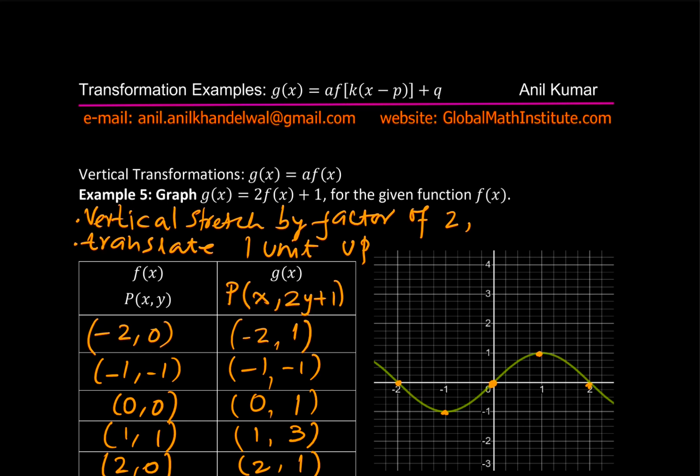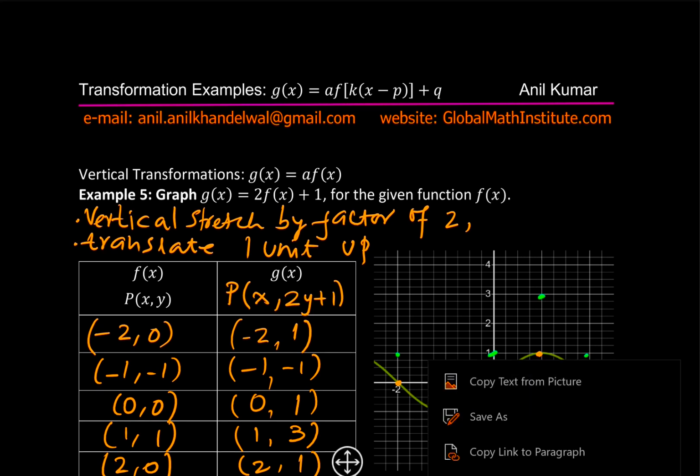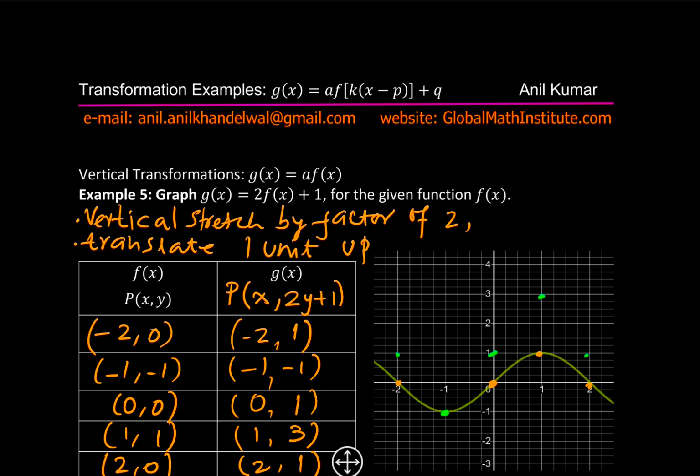So at minus 2, we now expect 1. At minus 1, we expect minus 1. At 0, we expect 1. At 1, we expect 3. And at 2, we expect 1. So we get a graph, as you can see very clearly. So that becomes your graph in this particular case.